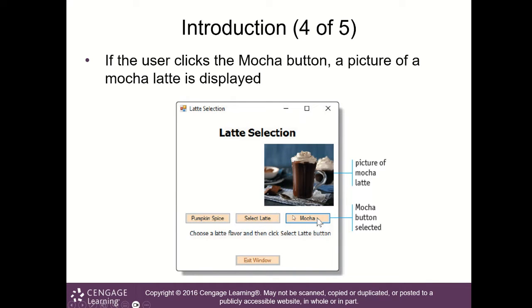So you could select mocha as well. In that case, a different picture will be showing up on your application, on your Windows form. Once the mocha button is selected, you should be able to see the picture of mocha latte.